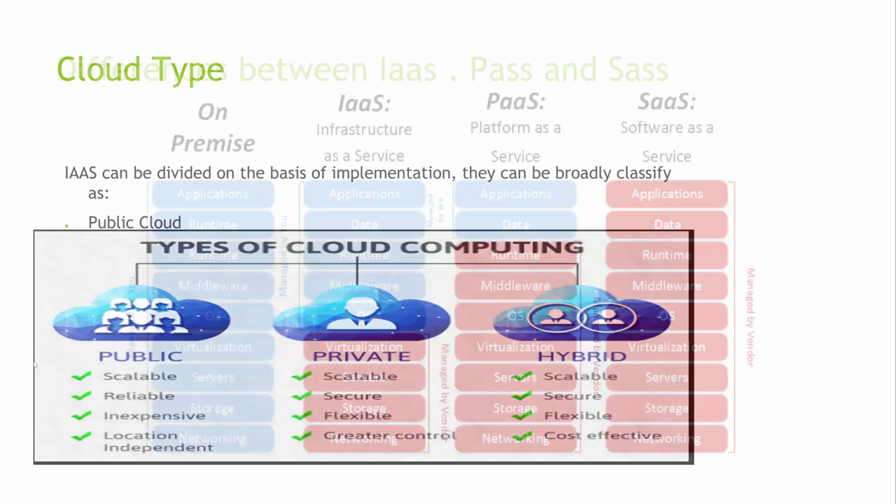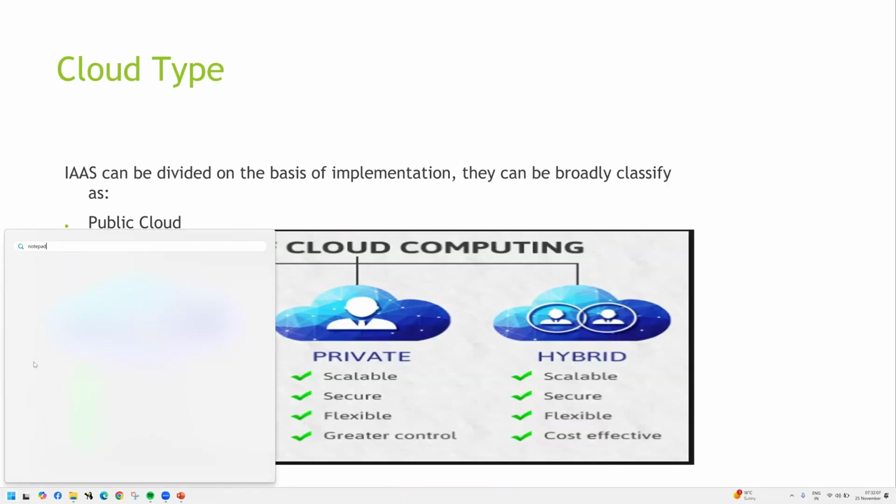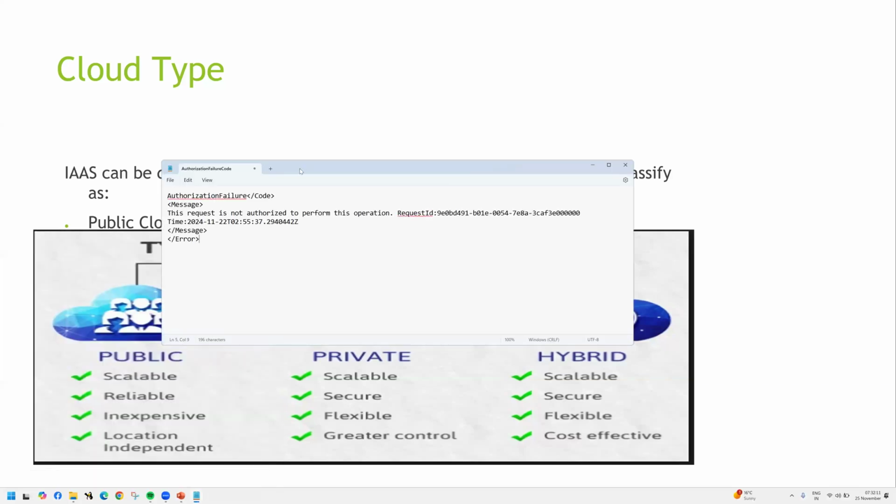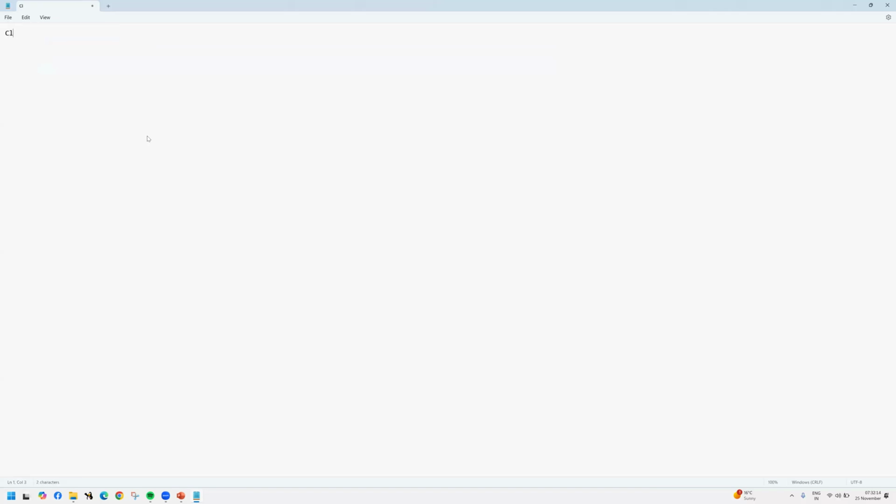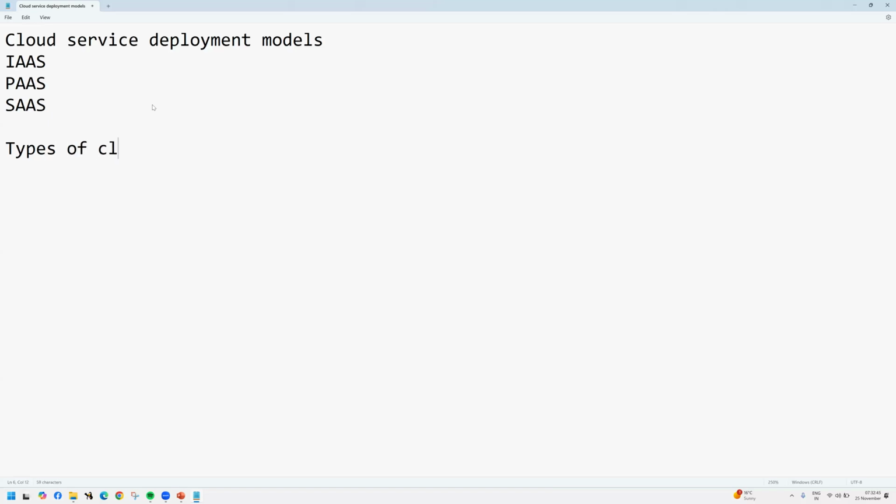Next, this is an interview question, keep it in your mind. One is cloud service deployment models. Cloud service deployment models, in the sense, I can say IaaS, PaaS, SaaS. Next, types of cloud computing. In the sense, I can say public, private, and the other one is hybrid. Please remember, these are basic and very, very important interview questions.